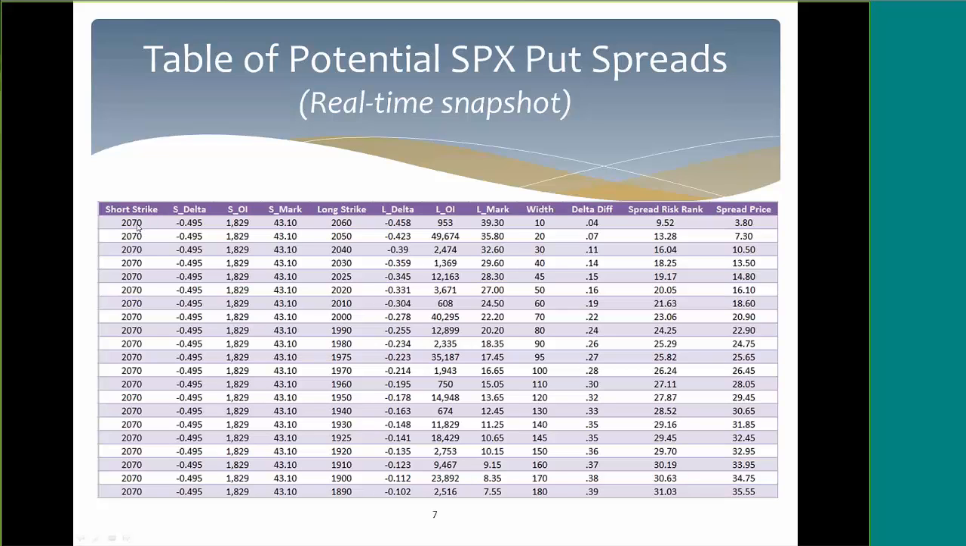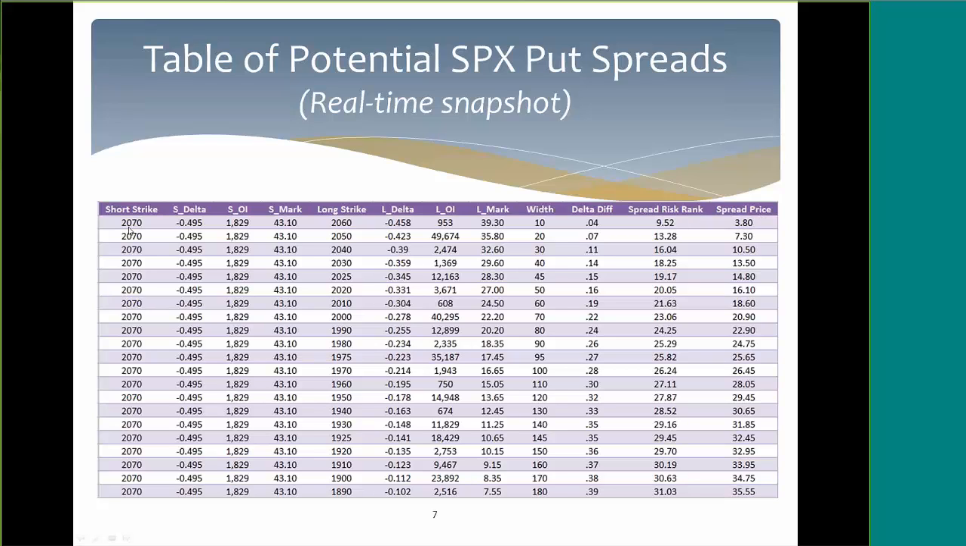And so you can see the short strike here, the short delta, the short open interest, the short mark or mid price, then the long strike, long delta, long open interest, the long mark or mid price, the width of the spread, the delta difference, and then the spread risk ranking according to the formula, and then this is the spread price.